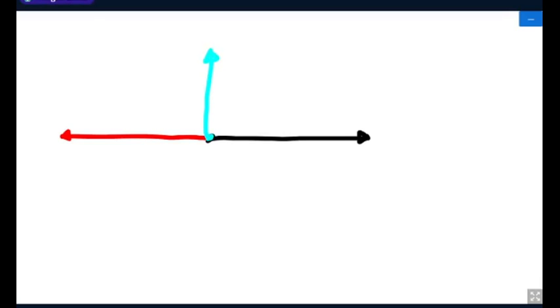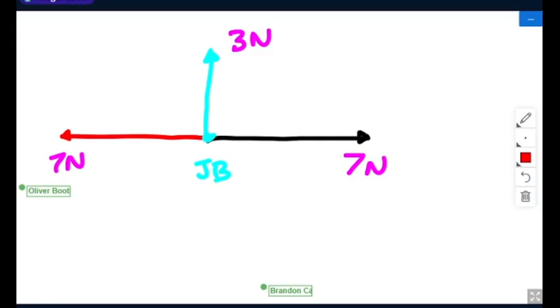This is, I don't know, Joe Brown. Right. That's 7 newtons. That's 7 newtons. And that's 3 newtons. Sketch that while I go to the toilet. You don't even have to sketch it to know which way he's going to go.